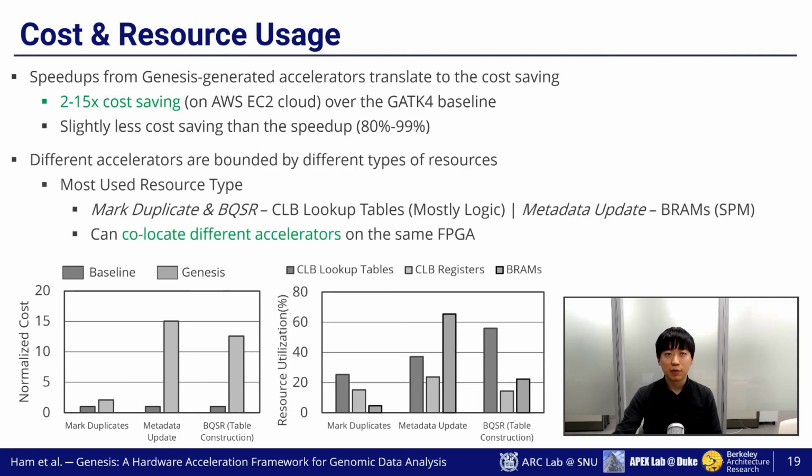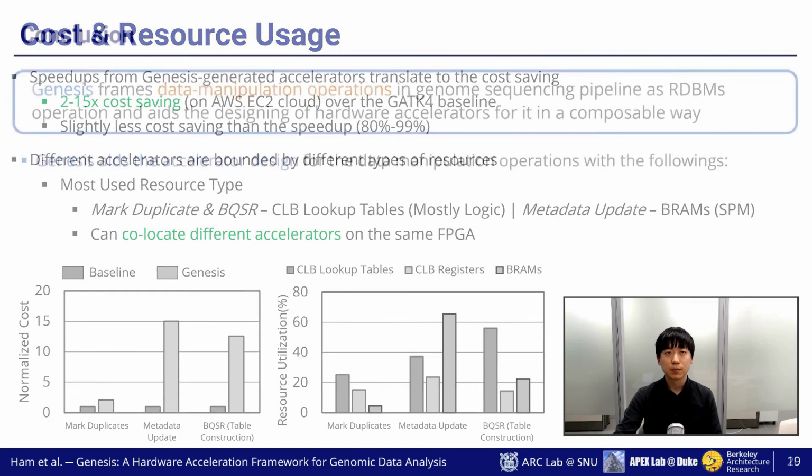The right bottom graph shows the FPGA resource utilizations of the 3 Genesis-generated accelerators. We observed that these resource utilization profiles differ. For example, mark duplicates and BQSR mostly utilize combinational logic blocks, while the metadata update utilizes a large amount of BRAM. This indicates that it is possible to co-locate different accelerators on the same FPGA to increase resource efficiency.